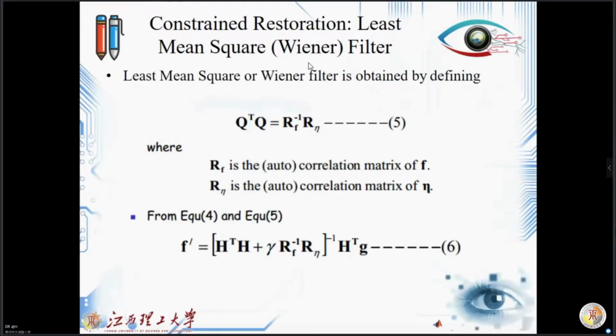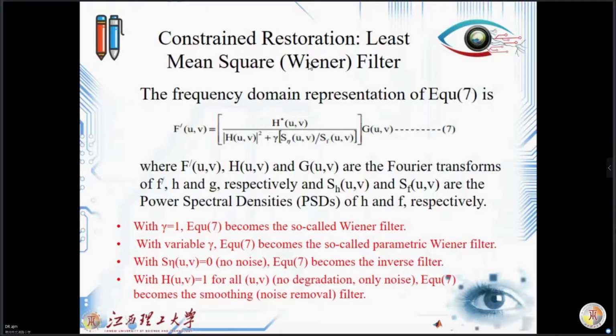What I should do is have the least mean square or Wiener filter, which will be obtained by defining Q transpose Q as the correlation matrix of f and the correlation matrix of eta, which from equations 4 and 5 gives equation number 6. With the help of equation number 6, we can again travel to the frequency domain representation, equation number 7. Now you can see the result by taking the Fourier transform, and see that the new mathematical form will happen inside the frequency domain.